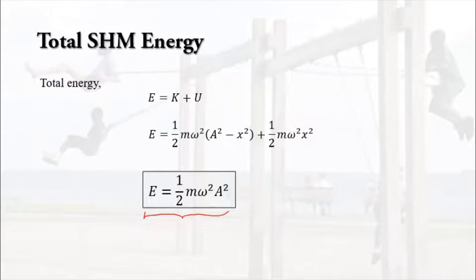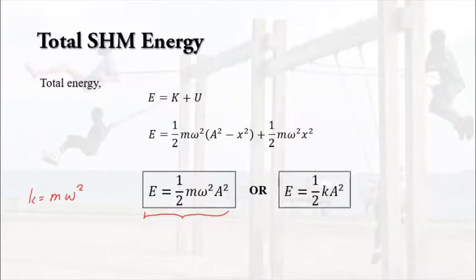Just now we have also seen that k equals m omega squared. Therefore, this equation can be written as E equals half k a squared. Okay, so it doesn't depend on time or displacement, so it can be used in both situations.